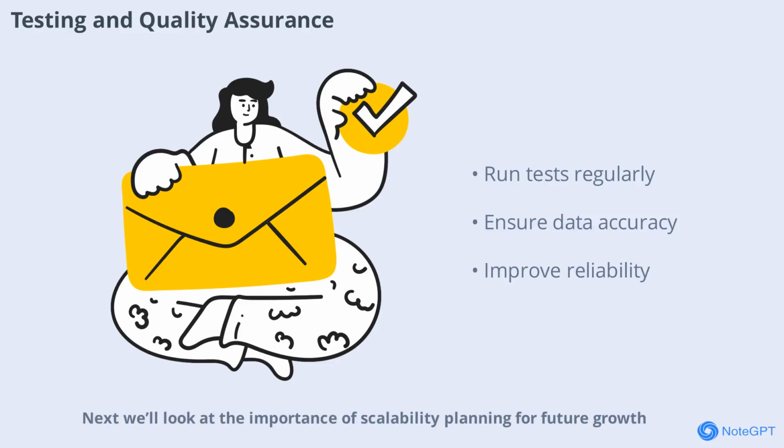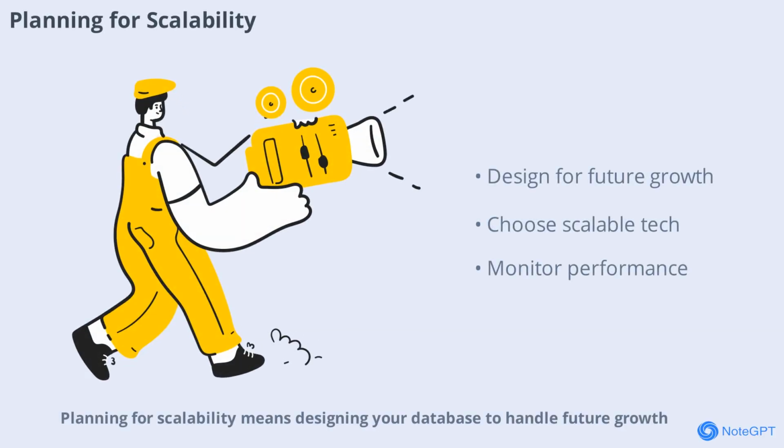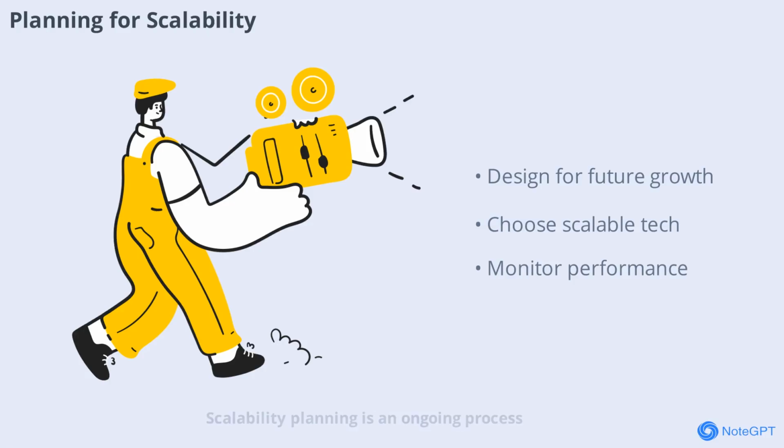Next, we'll look at the importance of scalability planning for future growth. Planning for scalability means designing your database to handle future growth. This includes choosing the right architecture, using scalable technologies, and monitoring performance trends. Anticipating growth helps you avoid bottlenecks and ensures your system can support more users and data. Scalability planning is an ongoing process that adapts as your organization evolves.